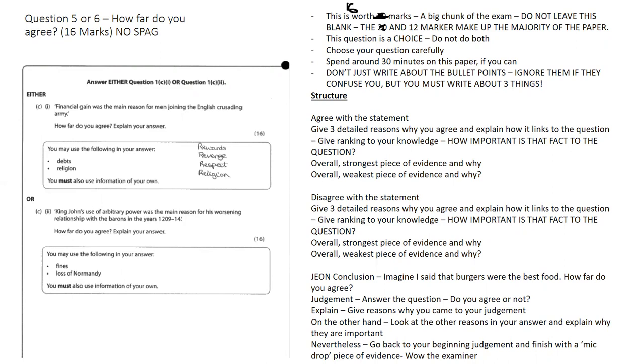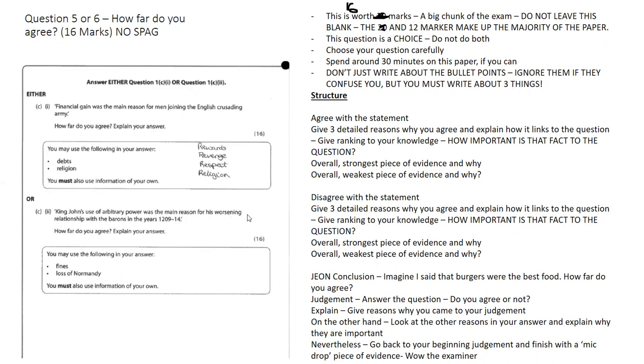Don't do both again. You get a choice. Don't just write about the bullet points if you don't get it. Now, there's two questions here. These were dream questions last year. Financial gain was the main reason for men joining the English crusading army. How far do you agree? You may use the following: debt and religion.